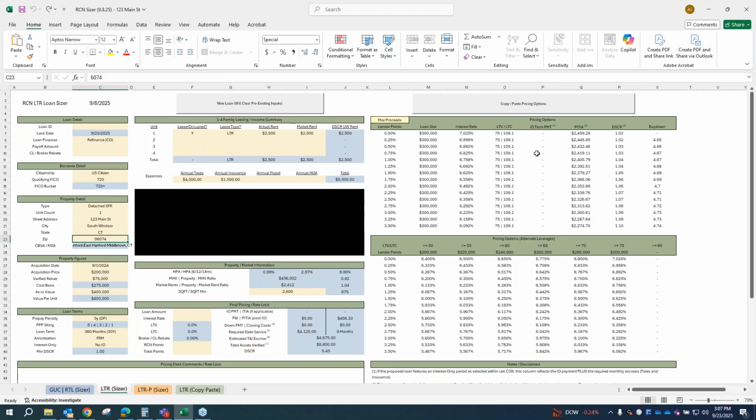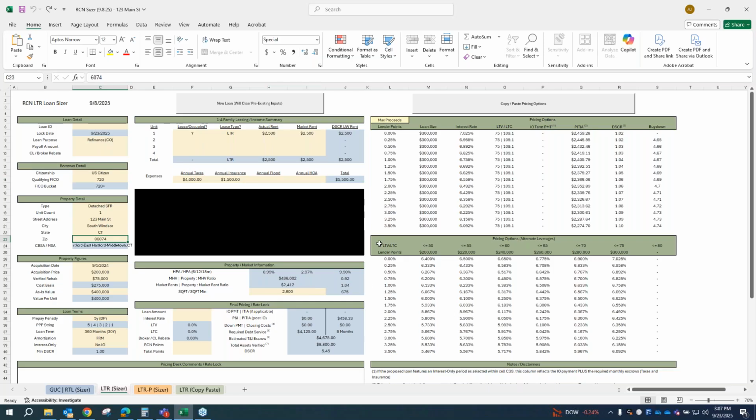The other piece that I want to talk about and spend most of my time with is your pricing options. So generally speaking, when we send these out, you're looking at the max proceeds and what we can do here as far as the maximum loan amount, interest rate, and then the DSCR that's associated with these particular pricings. What we want to spend a little bit more time doing is looking at this section here.